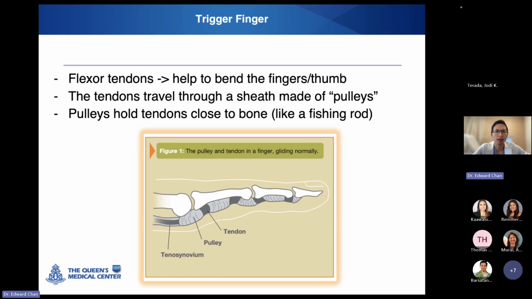So these tendons travel within these sheaths, as we mentioned before, and specifically in this location, they're called pulleys. You can see one of the pulleys is labeled there. It's at the base of the finger in that picture, and that's where the culprit usually is for this condition called trigger finger. So the pulleys, again, hold the tendons close to bone, like a fishing rod, keeping the tendons close to the bone to allow for movement.